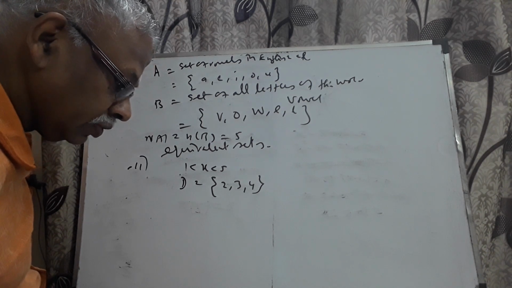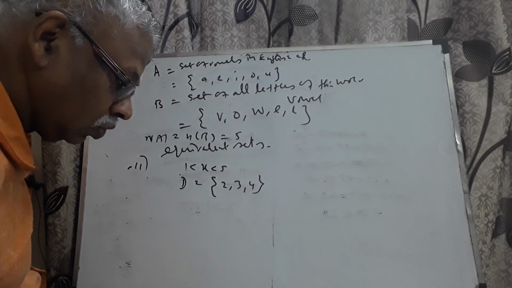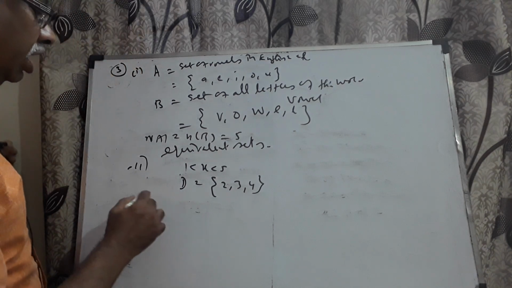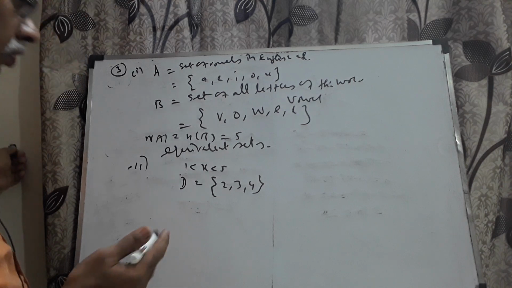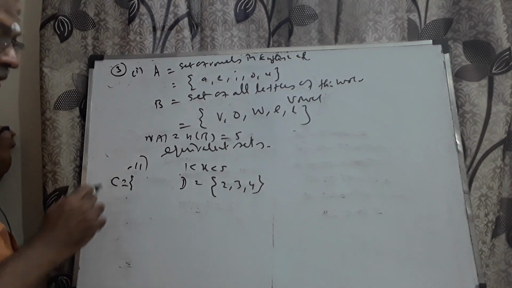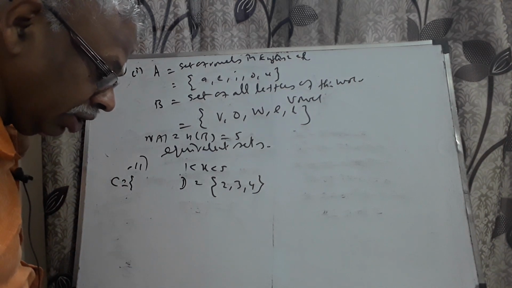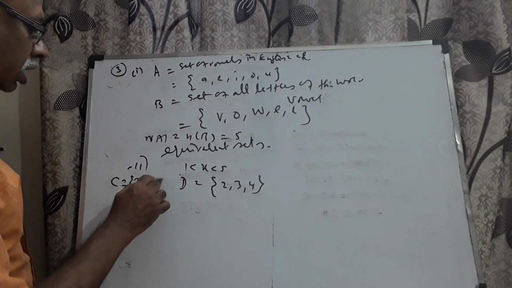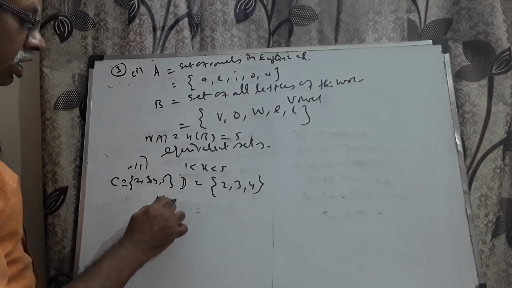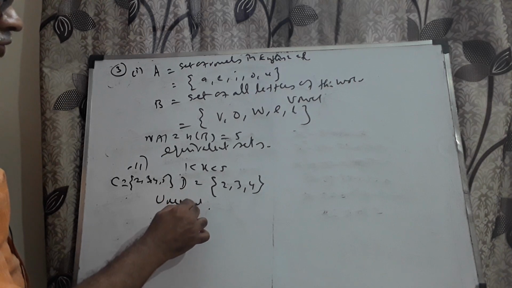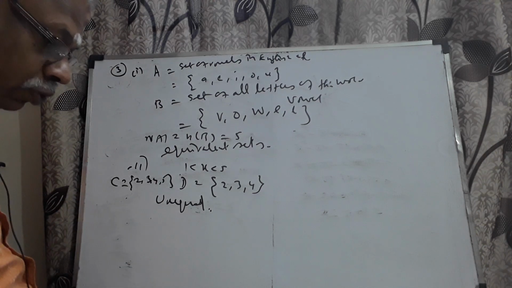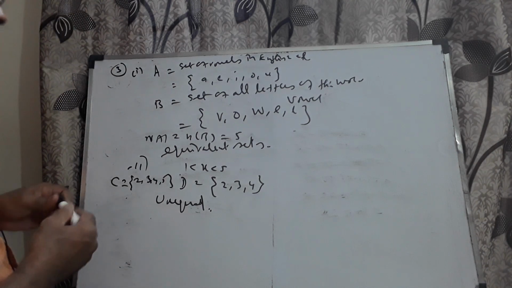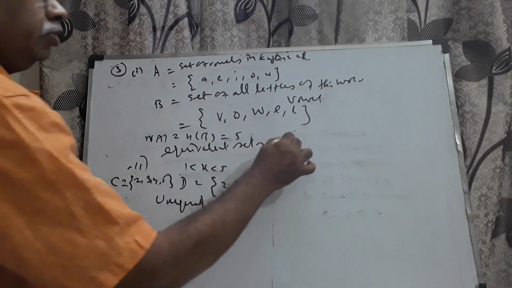Which of the following sets are equivalent, unequal or equal sets? You have to check whether unequal also. That is also given. Oh, sorry, I forgot to read out that also. They are unequal sets. They are not equal as well as not equivalent. There are only 3 elements, 2, 3, 4, here 2, 3, 4, 5. Sets are unequal. This is my second subdivision.